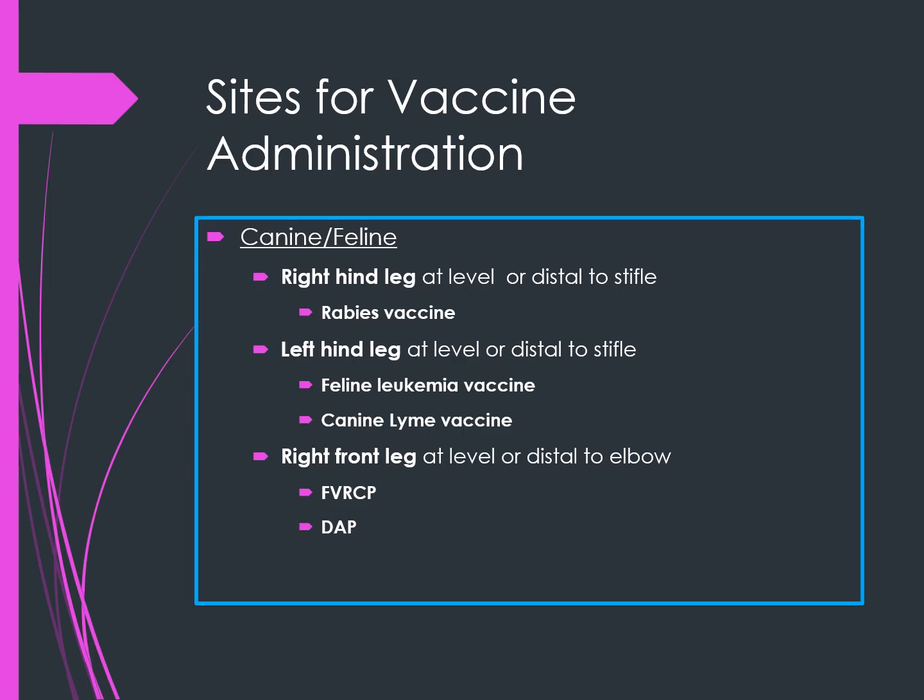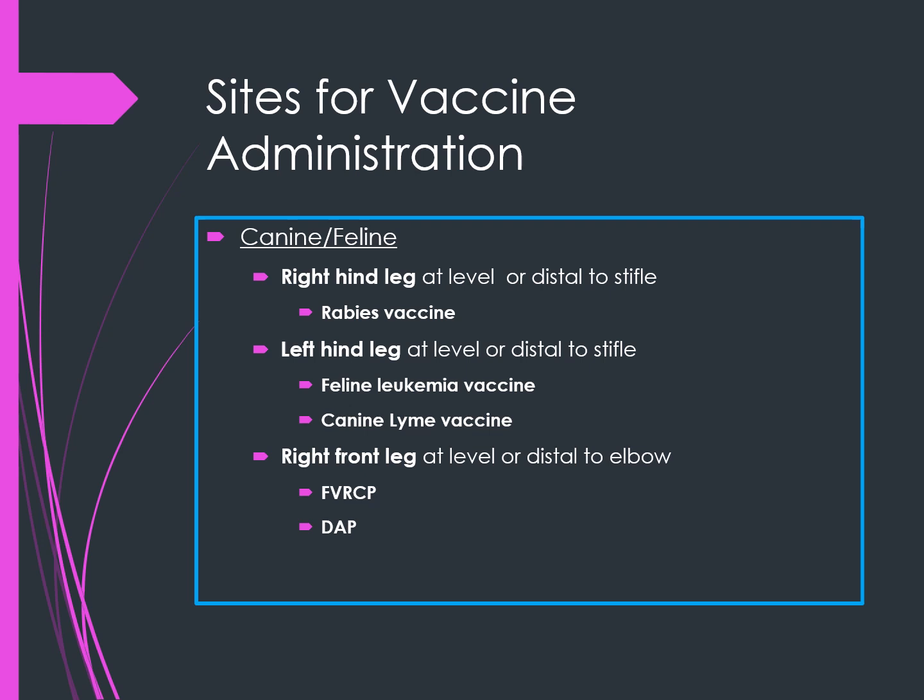So basically the knee, just below the knee. And then our left hind leg is where we're going to put feline leukemia vaccine and also canine Lyme. And if you look, they both start with L for left hind leg. Same thing at or just below the knee.